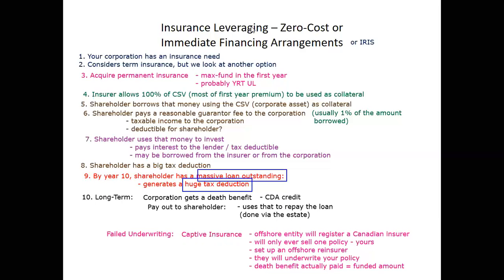Is that insurance? I would argue that there's no insurance happening here at all. You're really just using an insurance contract and the provisions in the Income Tax Act to get a couple of tax benefits.